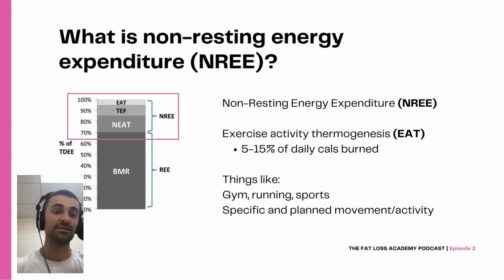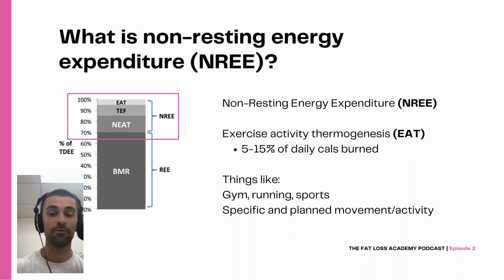Next is EAT, so that exercise activity thermogenesis. Now, again, varies quite a bit, but this is roughly sort of 5 to 15% of the total calories that you'll burn in a day. Now, this is essentially all of the energy required for specific exercise and sport-related activities. So our EAT is defined as planned, structured, and repetitive physical activity that has the objective of improving health.